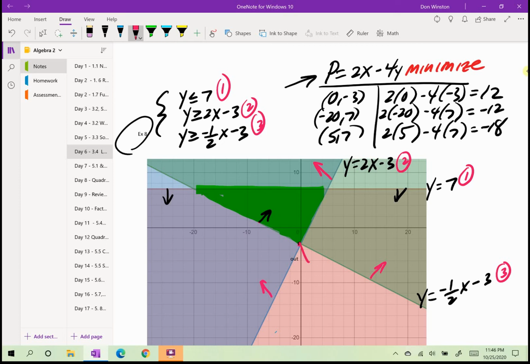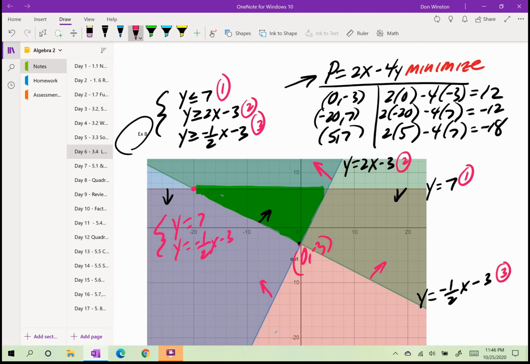This one is easy to see. That's the point 0, negative 3. So that's the point 0, negative 3 there. This corner point here, that's the intersection of two lines. One is y is equal to 7. I can see that. The other one is y is equal to negative 1/2 x minus 3.